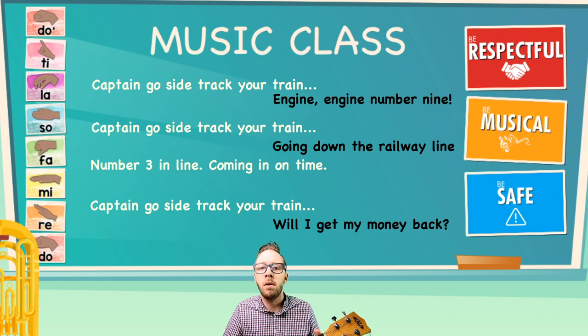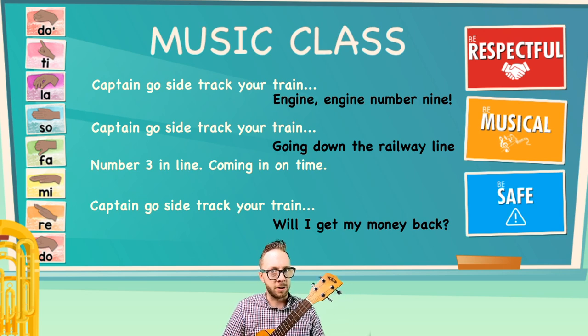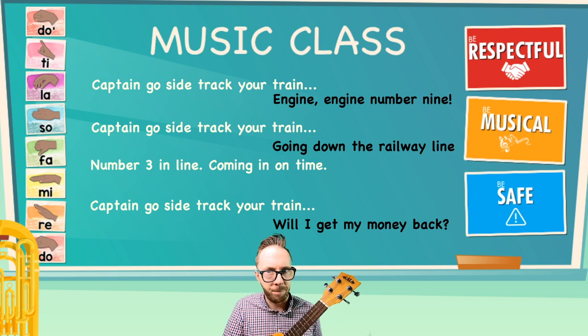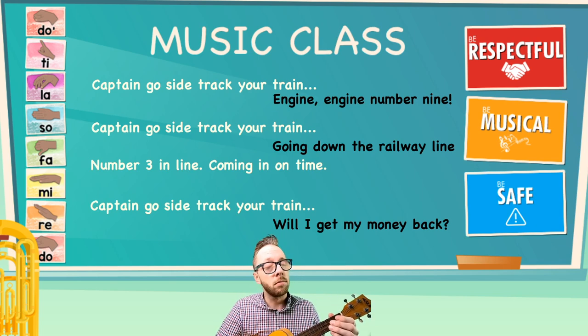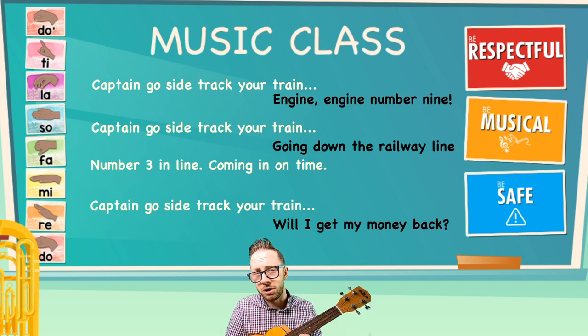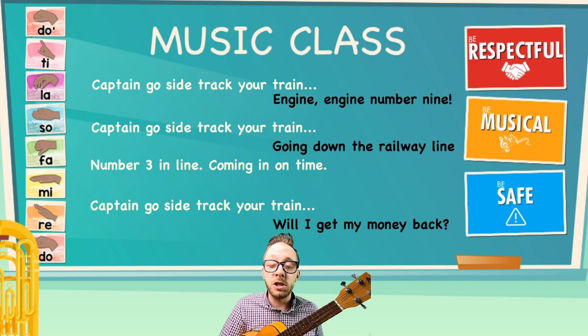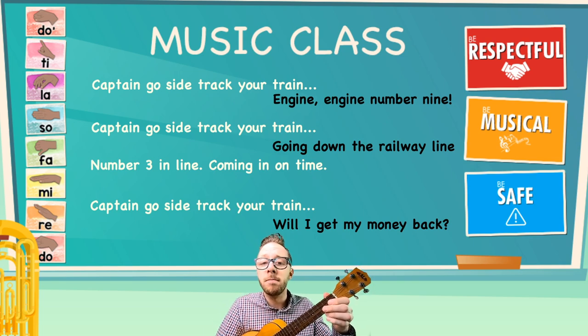So now what I want to try is you're going to sing the song, Captain, Go Sidetrack Your Train. I'm going to do Engine, Engine Number 9. Now, for us to stay together, I'm going to play it on my ukulele. And I want you to sing with my ukulele, and I'll do the Engine, Engine part. So get your singing voices, 1 and 2, and ready, sing.